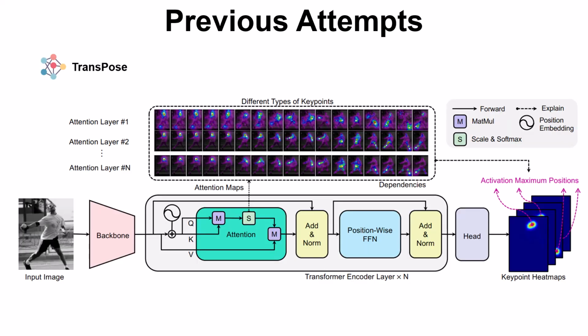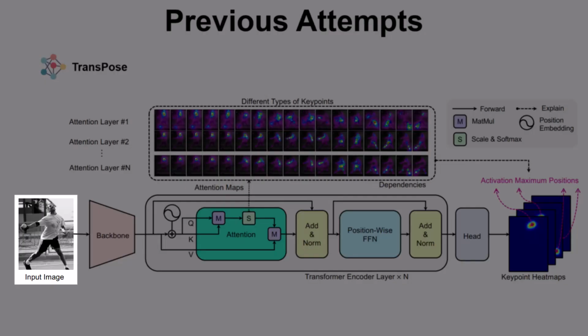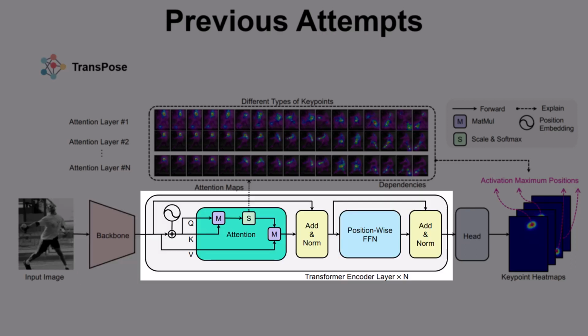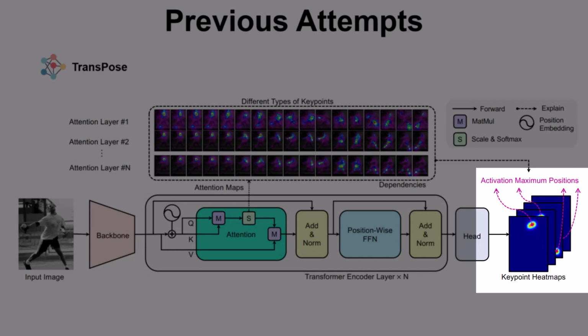Before talking about how ViTPose works, let's first talk about the previous attempts that people have tried for utilizing transformers for the task of 2D pose estimation. One of the attempts is called TransPose. In TransPose, given an input image, at first we use a CNN backbone to extract some local information from this image. And then we use a transformer encoder just to understand where these skeleton key points are inside this image. And as the output, it gives us some key point heat maps, which is the location of these key points in this image.